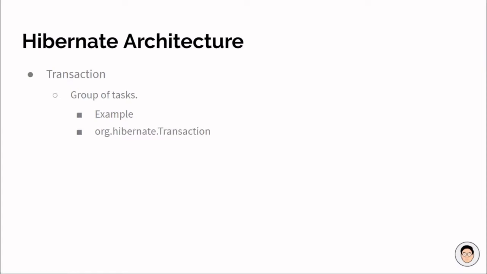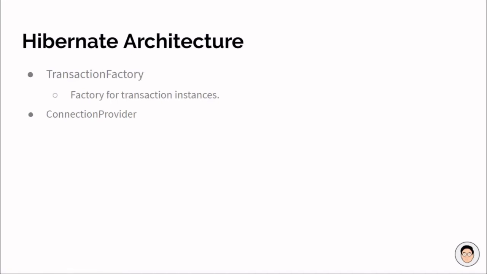org.hibernate.Transaction is an interface that represents a transaction. It abstracts the application from underlying complex APIs such as JTA transaction. We will talk about JTA in the next slide. TransactionFactory is a factory for transaction instances.